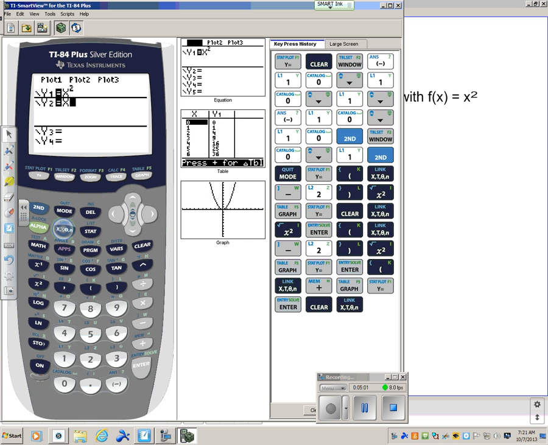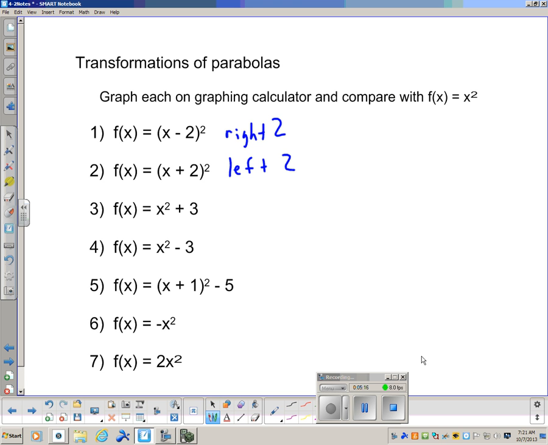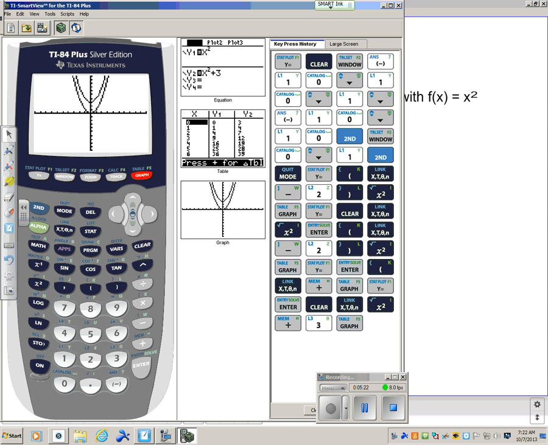So this one here is x squared and then plus 3. Hit graph. There's the first one. How does the other one compare? Oh, it's just moved it up 3. Up 3. Shifted it up 3. So what do you think about number 4 there, x squared minus 3? I'm kind of thinking, oh, the other one went up 3. This one's probably going to go down 3.